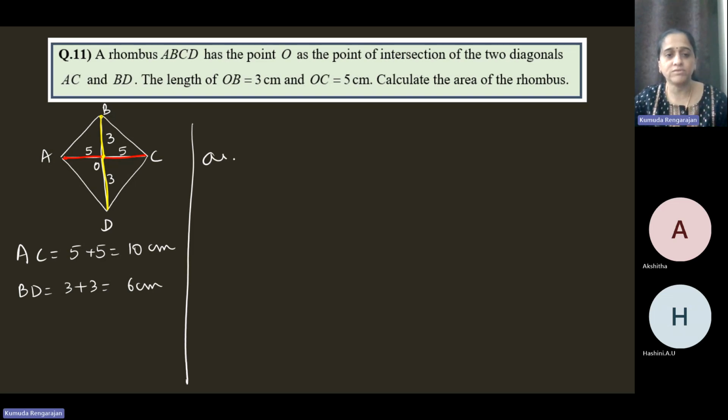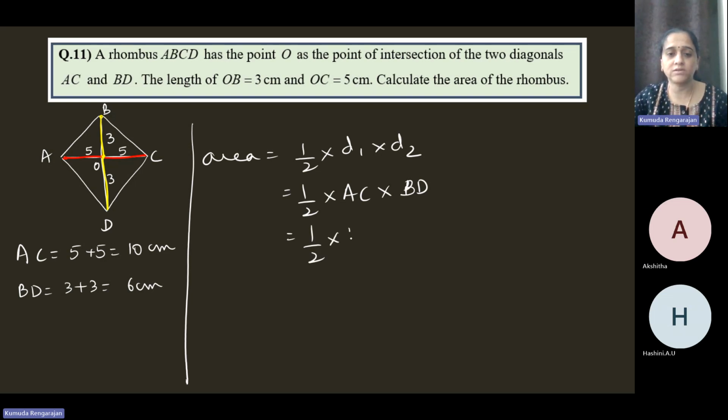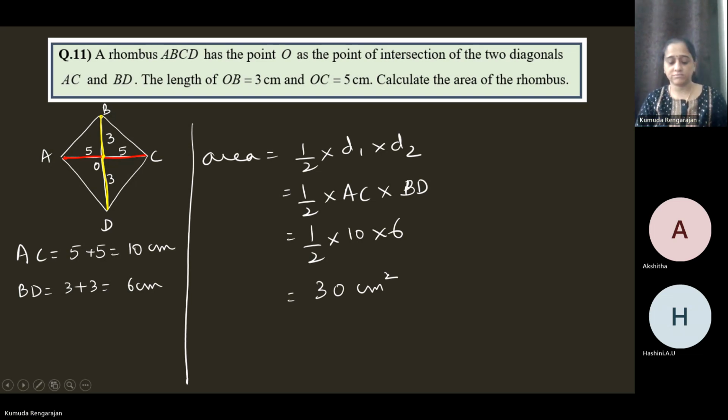So area of the rhombus is equal to half into D1 into D2. So that is half into D1 AC into D2 BD. So half into 10 into 6, 30 centimeters square. Okay.